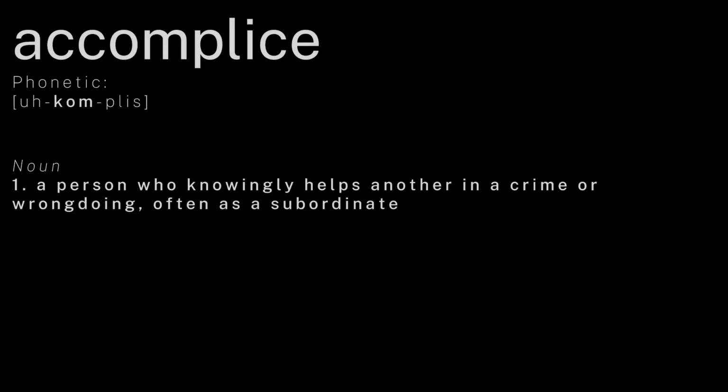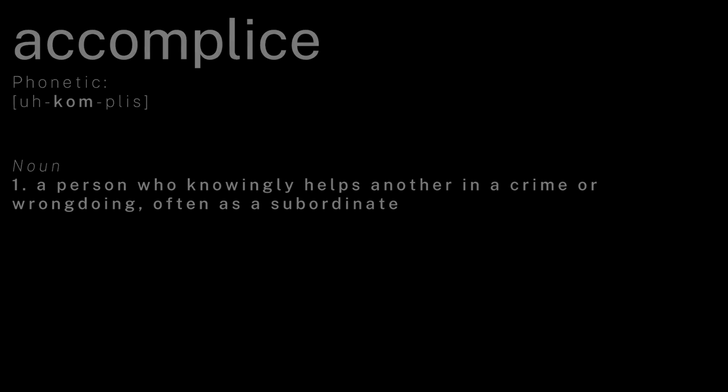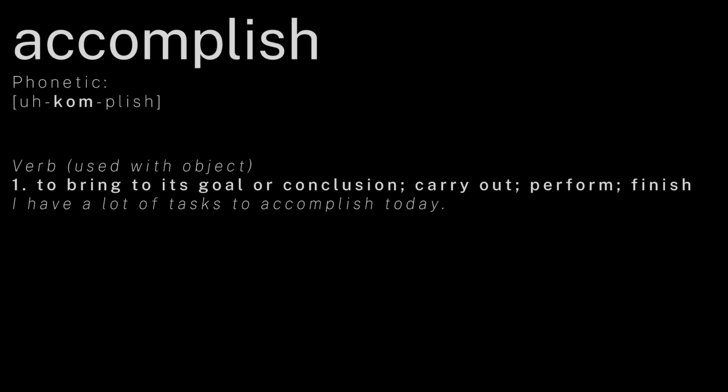Our 30th word is accomplice, which is a noun that is a person who knowingly helps another in a crime or wrongdoing, often as a subordinate. Our 31st word is accomplish, which is a verb used with an object that means to bring to its goal or conclusion, carry out, perform, finish. For example, I have a lot of tasks to accomplish today.